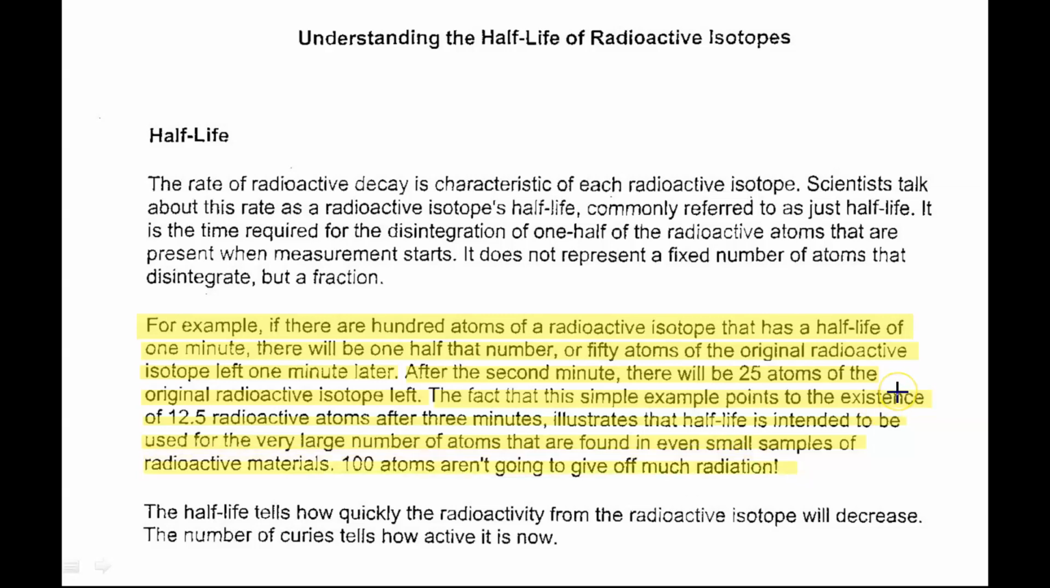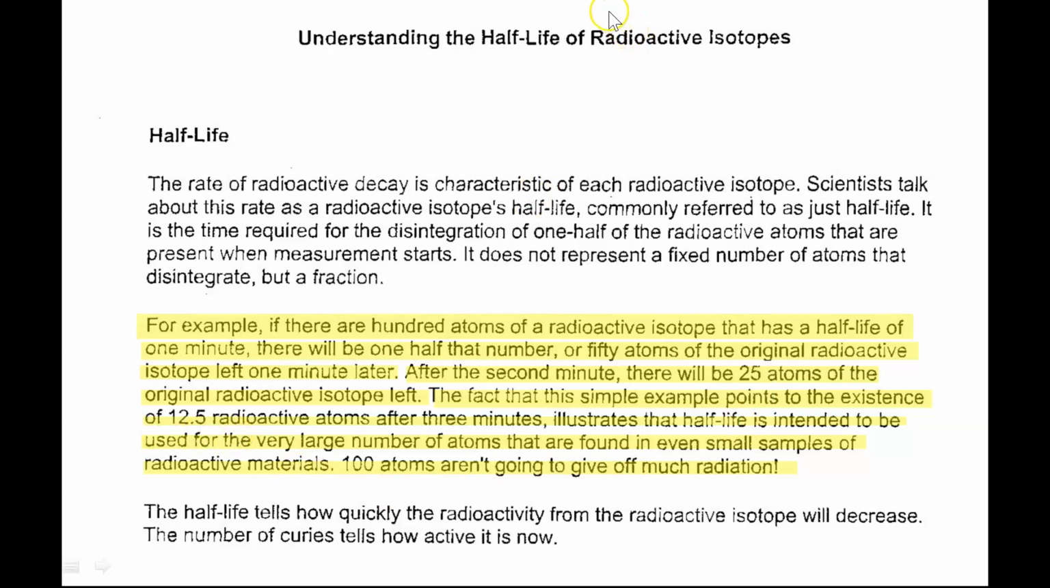So 100 atoms is a very, very small quantity. And so where did this 12.5 radioactive atoms come from? Because after 2 minutes we have 25 atoms, right? After another minute passes, half of 25 will disintegrate, and what we will have is 12.5.